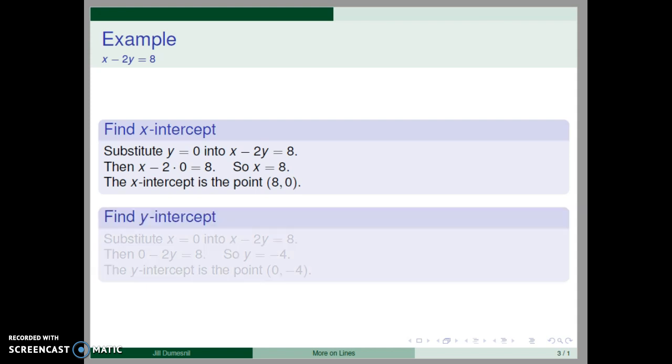We find the y-intercept similarly. We substitute x equals 0 into the equation. Then 0 minus 2y equals 8, so y equals minus 4. Thus the y-intercept is the point (0, -4).